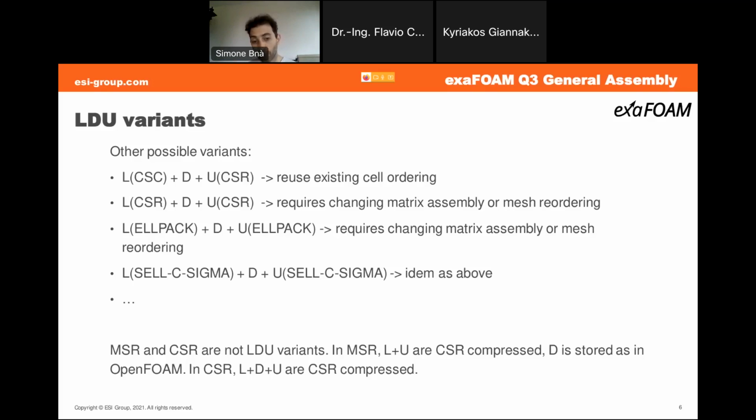MSR and full CSR are not LDU variants. They do not belong to this family, because in MSR, L and U are together CSR compressed and the diagonal has been separated. In full CSR, L and D and U are all CSR compressed.